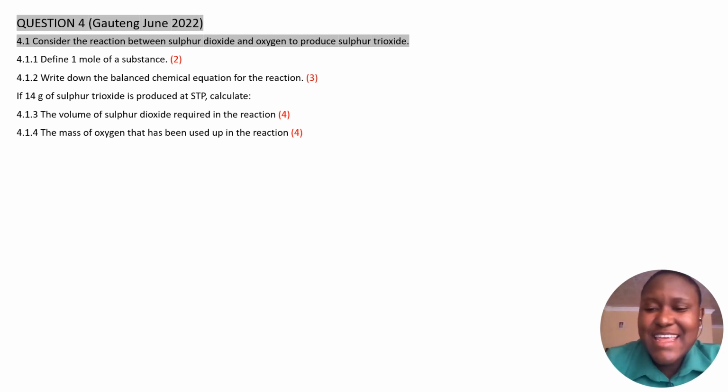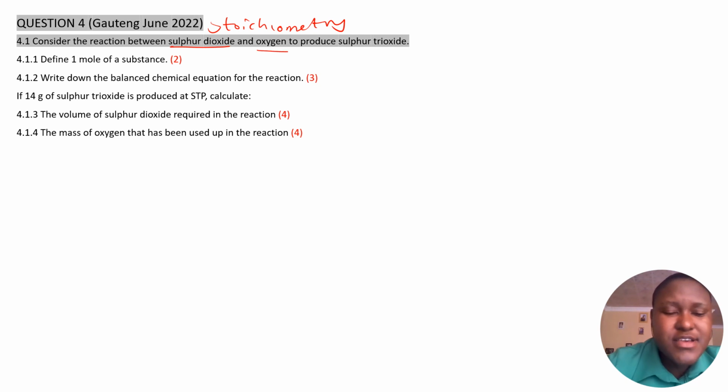Dumelang, again, grade 11. We look at another example that is question 4 of the Gauteng June exam 2022. This one has to do with stoichiometry. They say consider the reaction between sulfur dioxide and oxygen. So your reactants are sulfur dioxide and oxygen to produce, and your product is what? Sulfur trioxide. Now they ask you to define 1 mole of a substance.